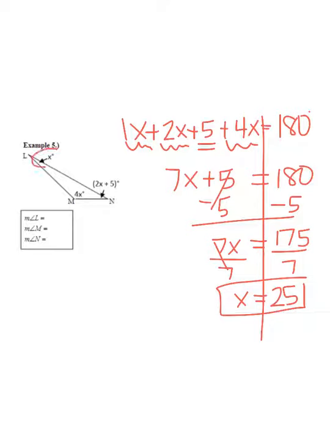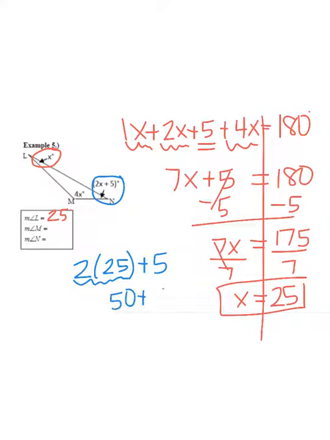So angle L is x, so that would be 25. Angle N is 2x plus 5, so that'd be 2, take out the x and put in a 25, plus 5. 2 times 25 is 50. 50 plus 5 is 55. Feel free to use your calculators there, as much as needed.